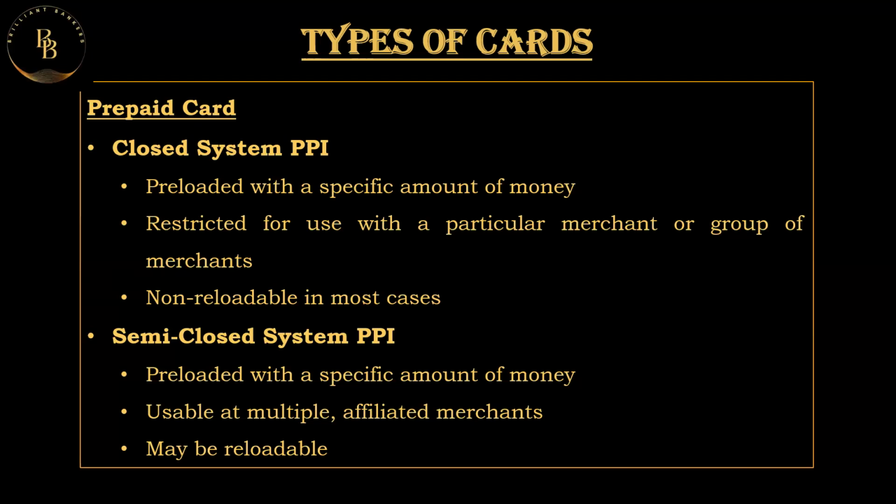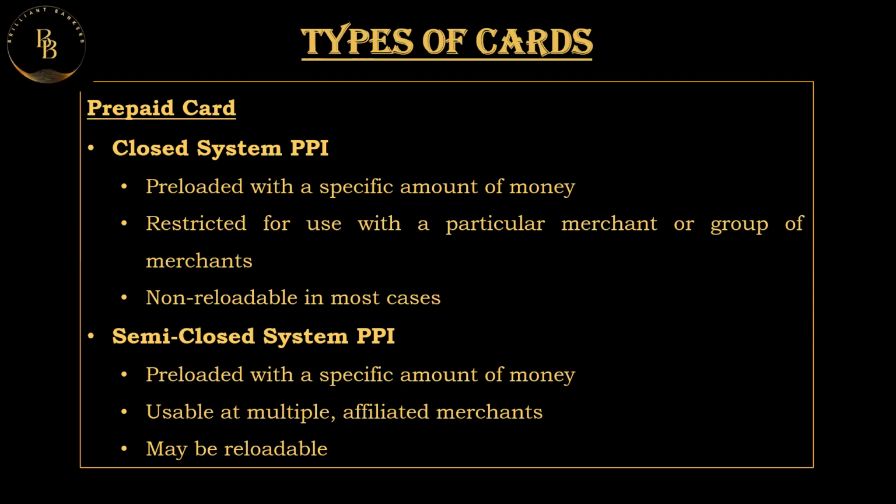This cannot be reloaded at any time other than by a separate entity. Any subscriber or customer cannot reload it again on his own; the account is reloaded by that entity. Now the semi-closed system PPI. They are preloaded with a specific amount of money that is normally usable at multiple affiliated merchants. It can be reloadable.